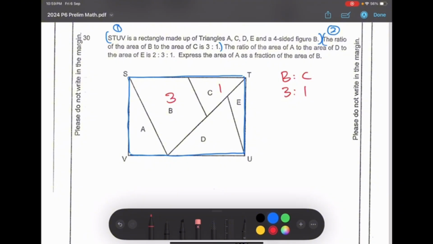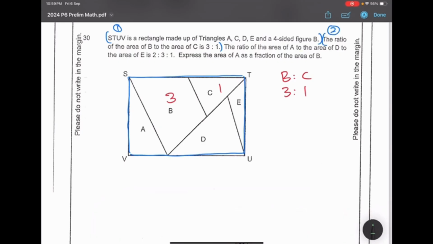Now, moving on to the next sentence, I can see that the ratio of the area of A to the area of D to the area of E is 2:3:1. Using another color, I want to do the same thing to label them. A is to D is to E is 2:3:1. Alright, that is my sentence number 3. Now, last sentence. Express the area of A as a fraction. They are looking for a fraction of the area of B.